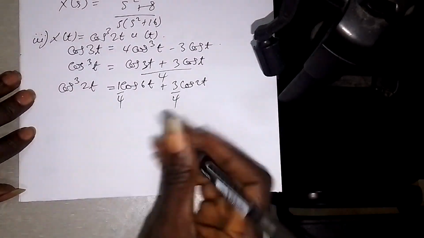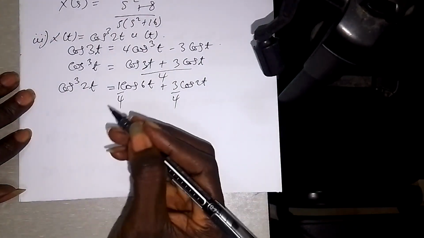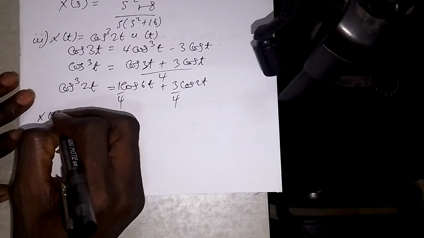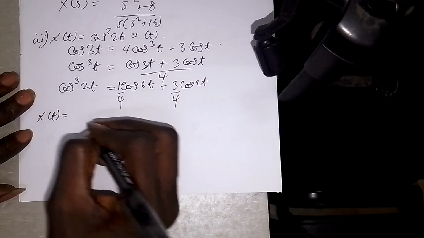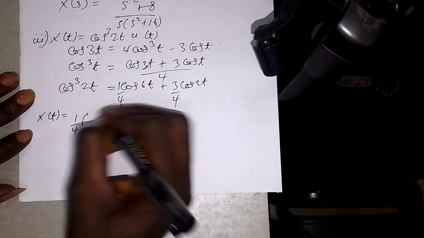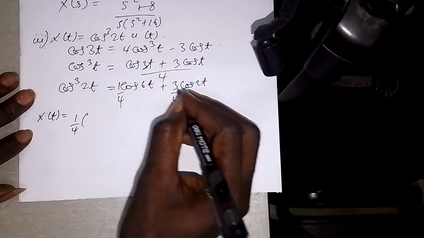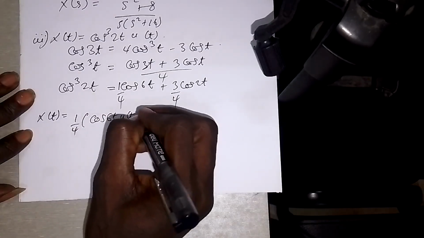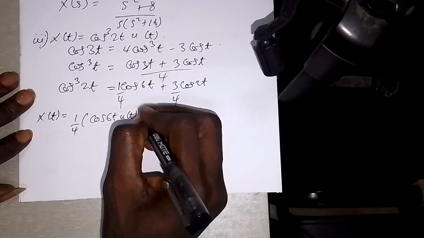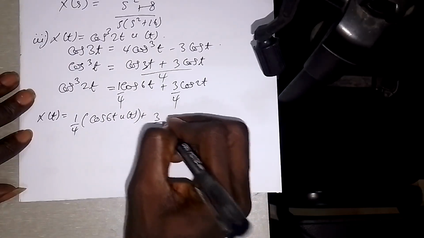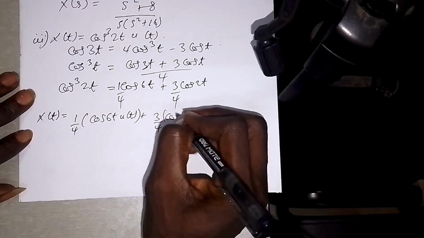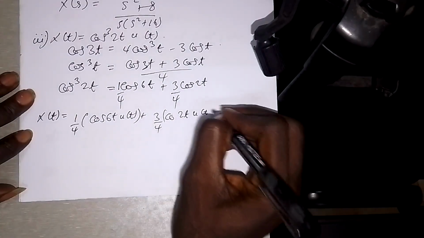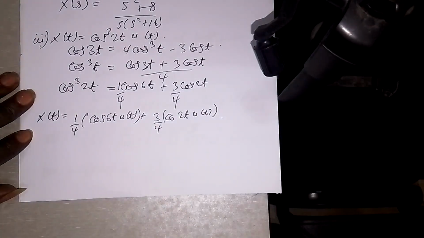So now from here, what I can say is that I can just take the Laplace of both of them. So now I can say that x of t is equal to 1 over 4 into cos 6t u of t, plus 3 over 4 into cos 2t u of t. So this is what I can have right now.